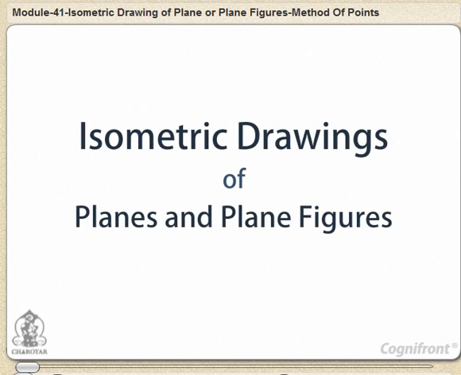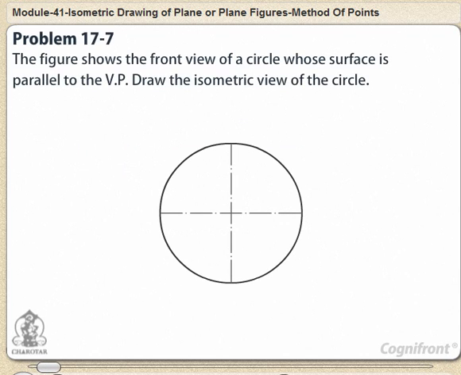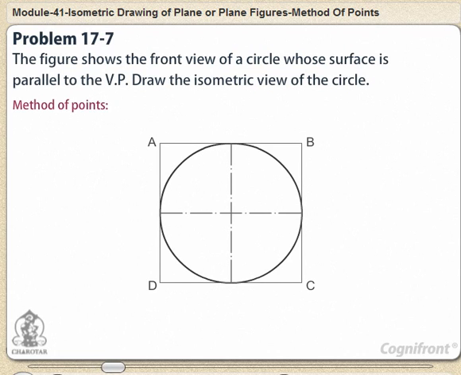Isometric projections. Problem 17.7. The figure shows the front view of a circle whose surface is parallel to the VP. Draw the isometric view of the circle. Method of points. Enclose the circle in a square, touching it in points 1, 2, 3 and 4. Draw the diagonals of the square cutting the circle in points 5, 6, 7 and 8.